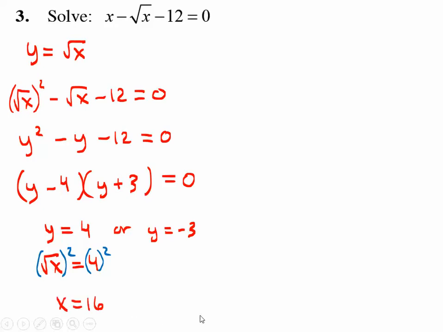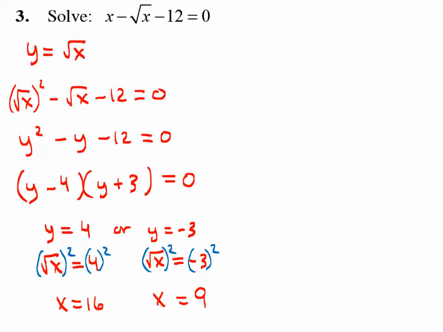Remember the big alarm that goes off in your head? We have squared both sides of an equation. It is possible that we have answers here that are not really answers at all. Before we start checking things, let's finish this one off as well. y is the square root of x, and square both sides. And everybody okay with the 9? Cool.